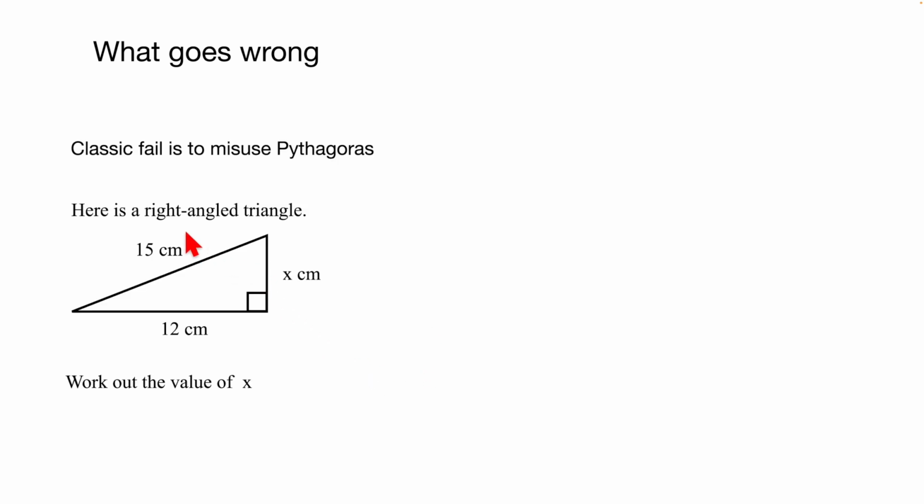So what goes wrong? Classic fail here. Classic way to misuse Pythagoras. Here's a right angled triangle. We're trying to find this length here. Work out the value of x. We don't bother to label it ABH. No, because we're far too good at this. So we know it's Pythagoras.